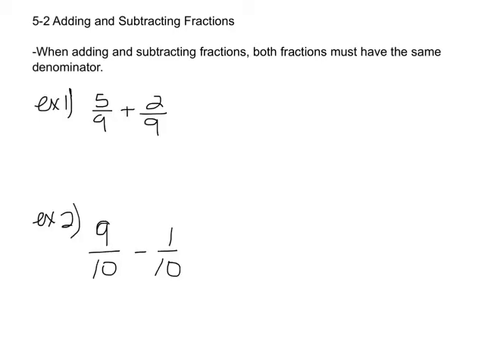For this lesson, we're going to start looking at adding and subtracting fractions. And when we add and subtract fractions, both of our fractions have to have the same denominator. And remember that our denominator is our bottom number, and the top number is considered our numerator. So in any fraction, we have our numerator over our denominator.